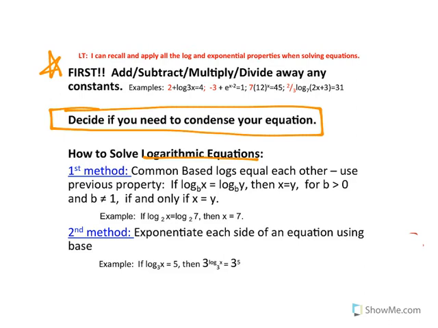If I have a single log on one side and something else on the other side of the equation, I can take the inverse of both sides here as well. What is the inverse of a log? The inverse is the exponential form. Okay? So let's walk through that example that's given to you. Let's say I give you log base 3 of x equals 5.